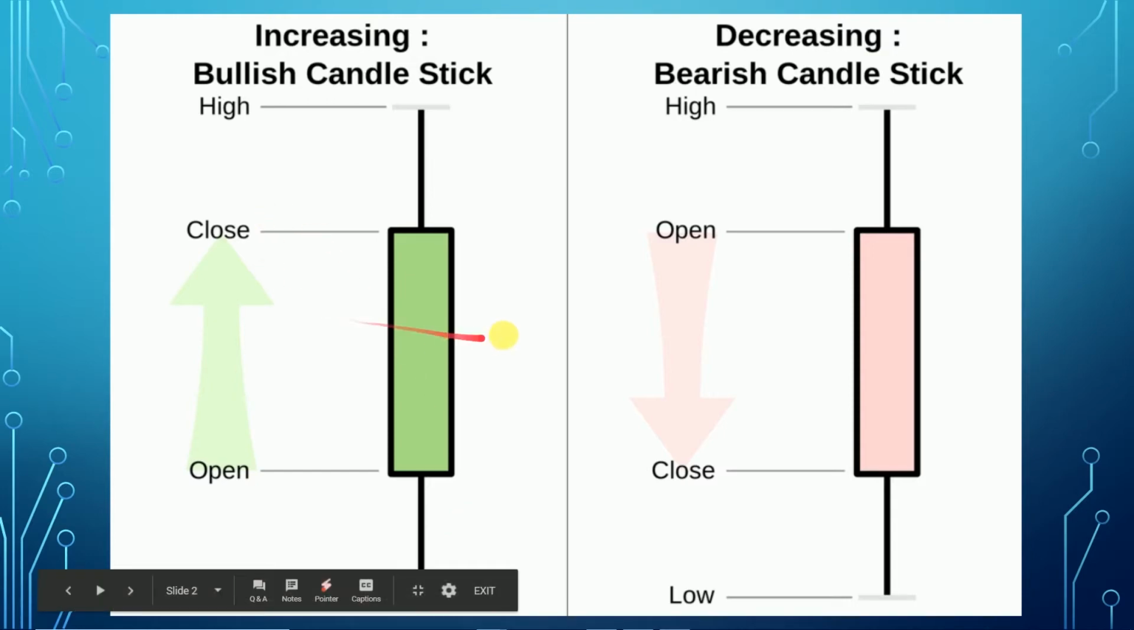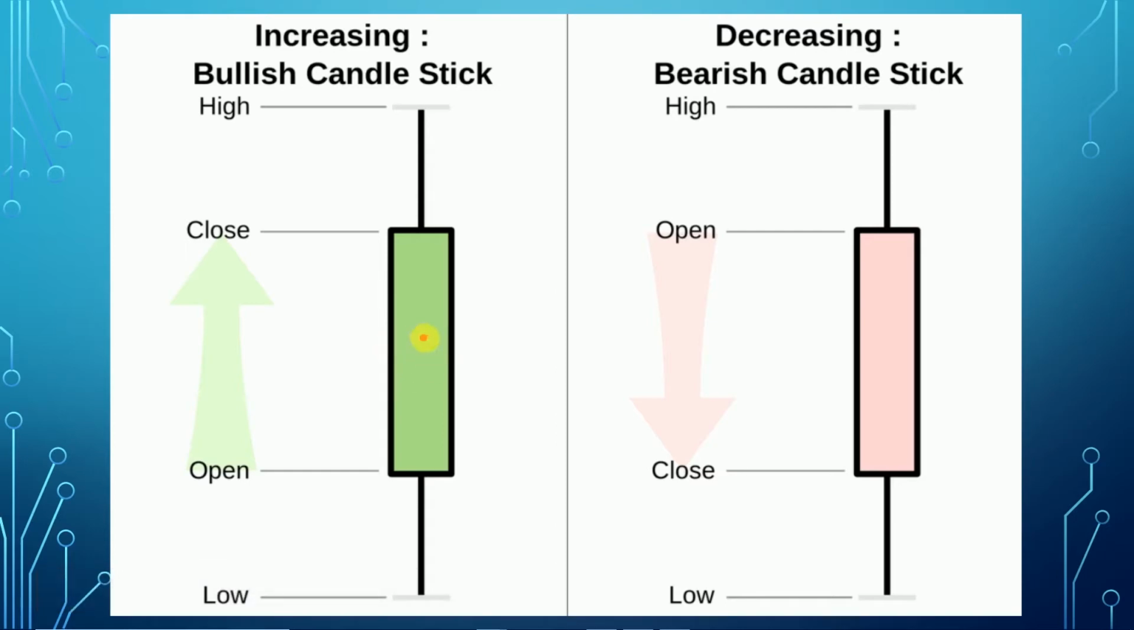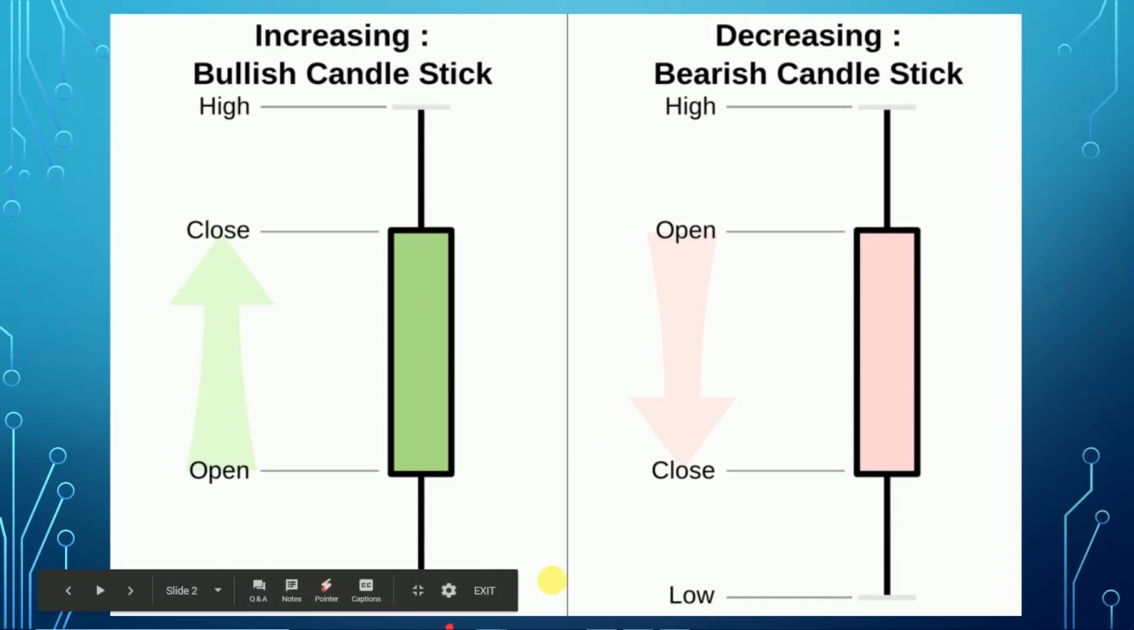Another thing you might notice is that this is a green color chart and this is a pink or red color chart. Usually it's a red color chart. The green one denotes that it's a bullish candle, which means the price is increasing. It's doing great. And if it's a bearish candlestick, the price is decreasing. The bottom of the tail of the candlestick is always the low, and the top one is always the high.